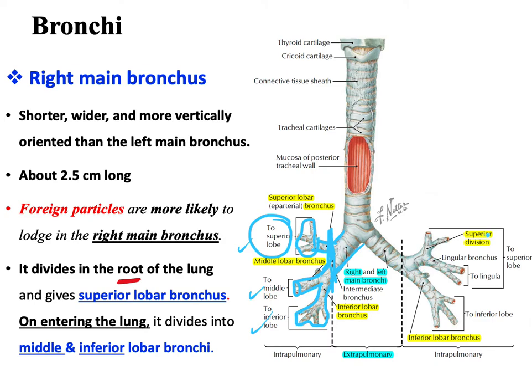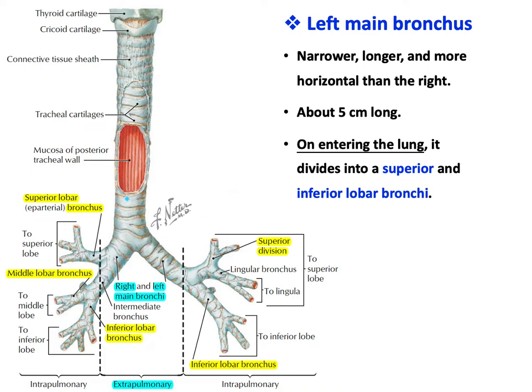But on the left, guys, as I mentioned, it's narrower, it's longer, about 5 centimeters, not 2.5, and you see this is the hilum of the lung, like this. So it gives nothing at the hilum, but once it gets inside the lung tissue itself, then inside the lung it divides into a lobar bronchus for the superior lobe and one to the inferior lobe, as you see here. Then of course the secondary will divide again. The secondary or the lobar bronchus divided into segmental bronchi.